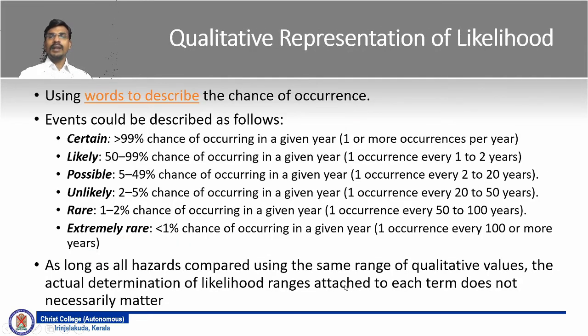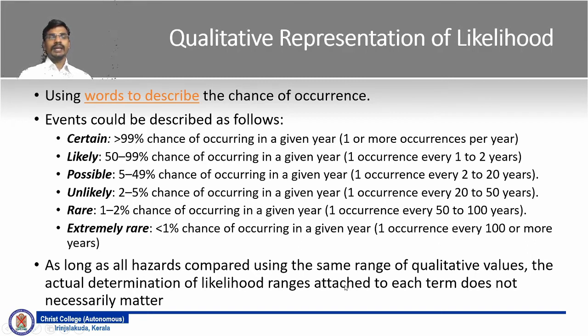Now let's consider the qualitative representation of likelihood, which uses words to describe the chances of occurrence. An event could be described as certain if there is greater than 99% chance of occurring within a given year. That is, there is at least one occurrence per year or more. The term likely is used when the chance of occurrence within a given year is between 50 to 99%, which means that there will be at least one occurrence within 1 or 2 years.